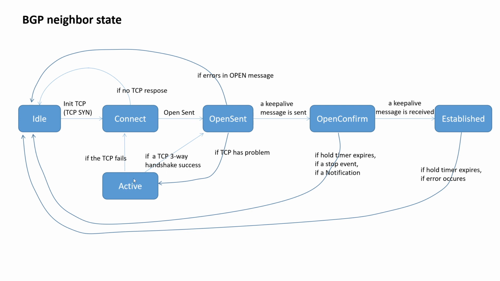Sometimes you will see the router state change between connect, active, or idle. That probably means there are TCP issues. So this is all about the BGP neighbor states. Hopefully this video can help.